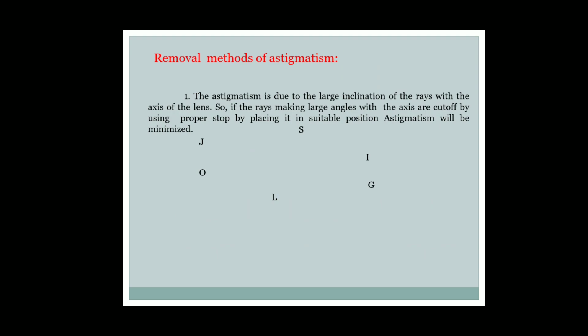And how to remove astigmatism, or elimination methods of astigmatism. There are different methods to remove astigmatism. One of the methods is by using a proper stop. When a proper stop is placed at the backside of the convex lens, it minimizes the astigmatism. So this is the convex lens. This is the line which is passing through the center of the lens, that is called the principal axis.